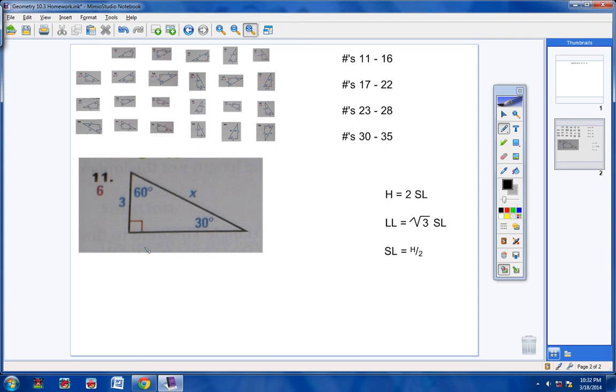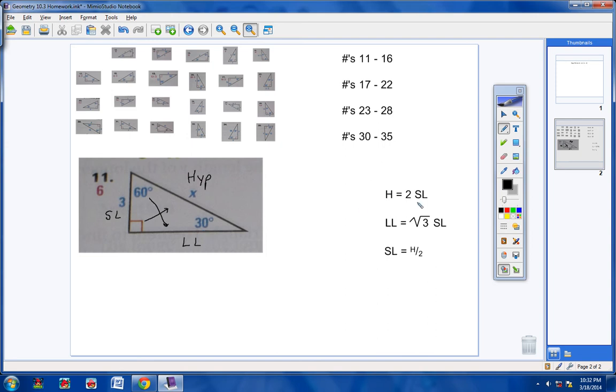The first thing you do is you label your three sides. This is the right angle, so we know this side over here is the hypotenuse. And this is the smaller angle, 30, so we know this is your shorter leg. 60 is the bigger angle when you compare it to 30, so go straight across over here, and this is your longer leg. So there, I've labeled all my sides.